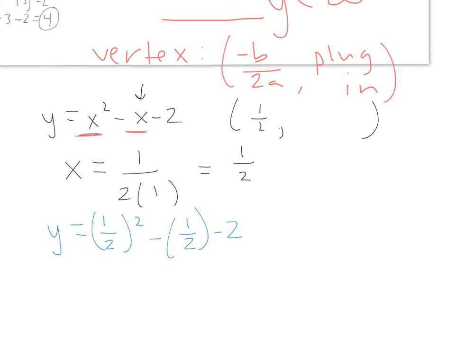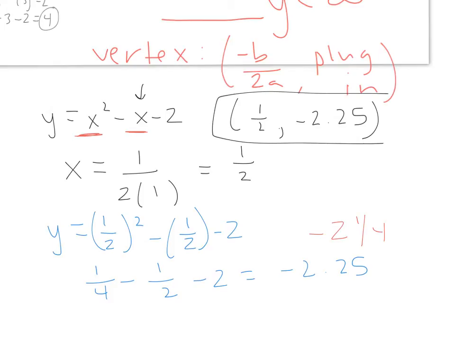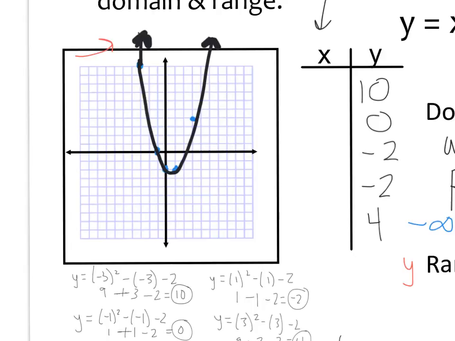So 1/2 squared is 1/4, minus 1/2, minus 2, which is negative 2.25, or negative 2 1/4. So my vertex is (1/2, -2.25). Let's go up to our graph and see if that makes sense. Again, our vertex that we calculated was (1/2, -2.25). That would be over 1/2 on the x-axis, down negative 2.25. That does look like it is right.